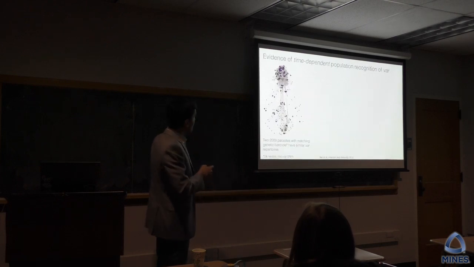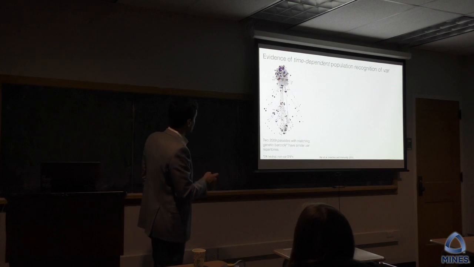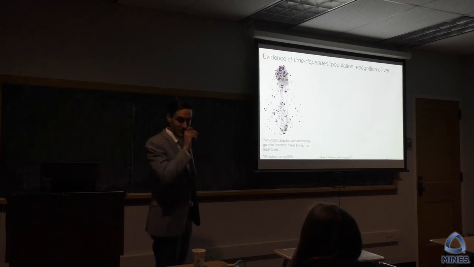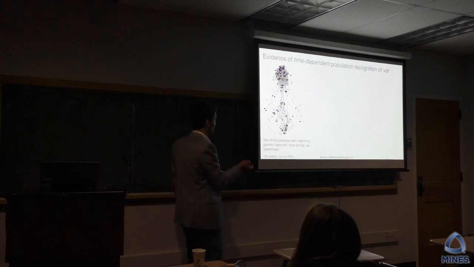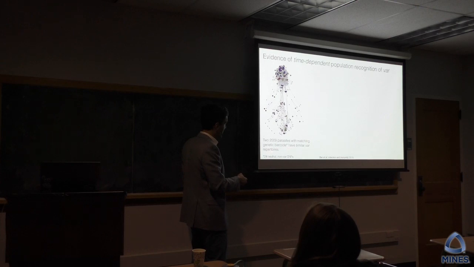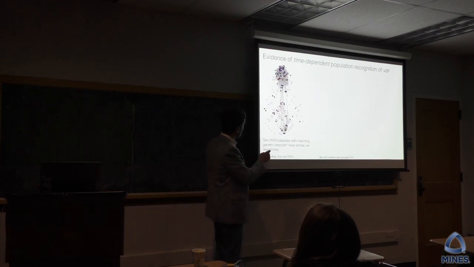So what we see is some evidence of time-dependent population recognition of VAR genes in this area. What I've done here is taken the gray dots, which represent those 7 genomes that we analyzed before. This is a unipartite projection now. And then I've taken 2 2009 parasites, that's red and blue, with matching genetic barcodes. What we find is that these have similar VAR repertoires. So the red and the blue here tend to show up near each other throughout this network. The yellow is a control from the previous year.